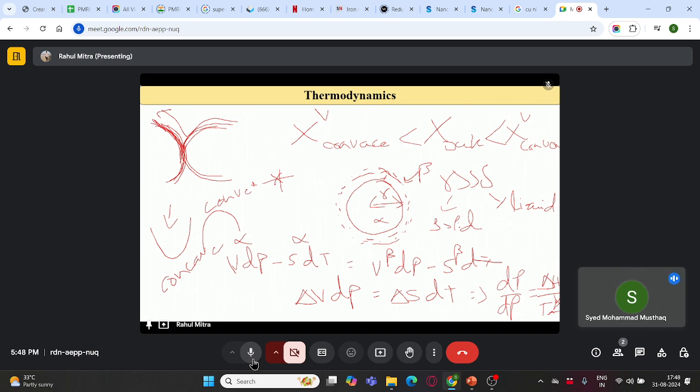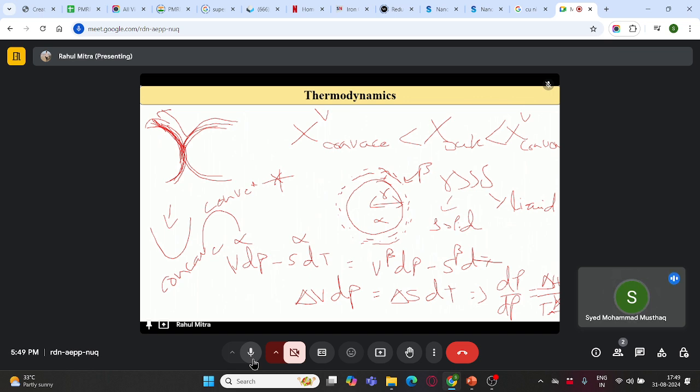Why the formation of sintering? Because this is the convex surface, and convex surface will have more number of vacancies. Sorry, let me correct this. Concave will have more number of vacancies, right?